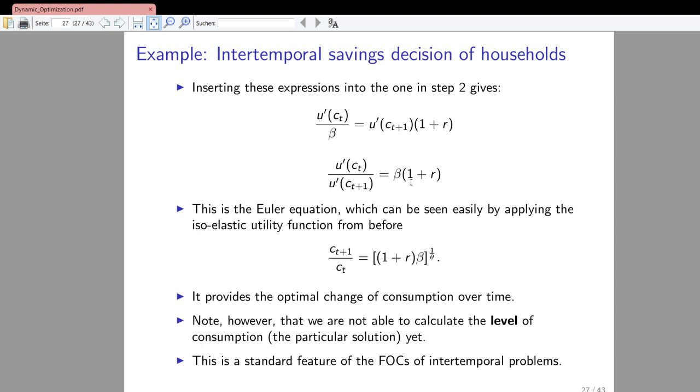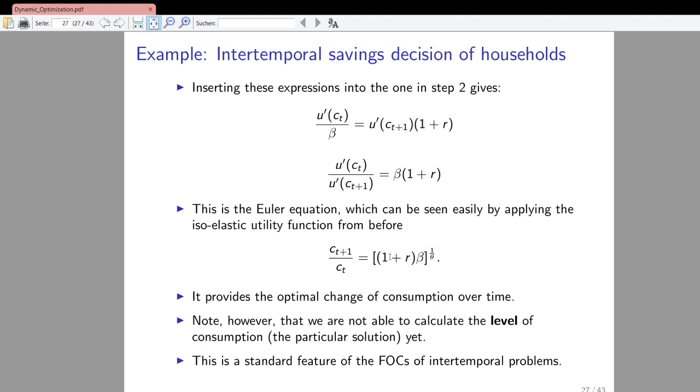And now we are familiar with this expression already, it's the Euler equation, and this can be seen particularly well when we again assume an isoelastic utility function, and if we take the derivatives and plug that in, what we get is the consumption Euler equation in discrete time as we had it before, where again we have on the left hand side the growth factor of consumption, on the right hand side we have 1 plus the interest rate times the discount factor.